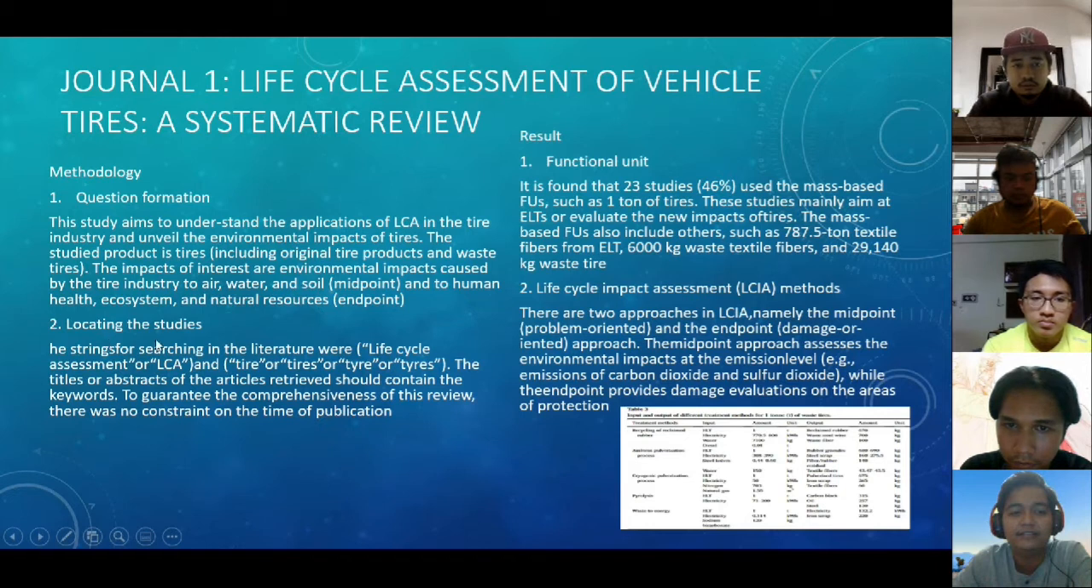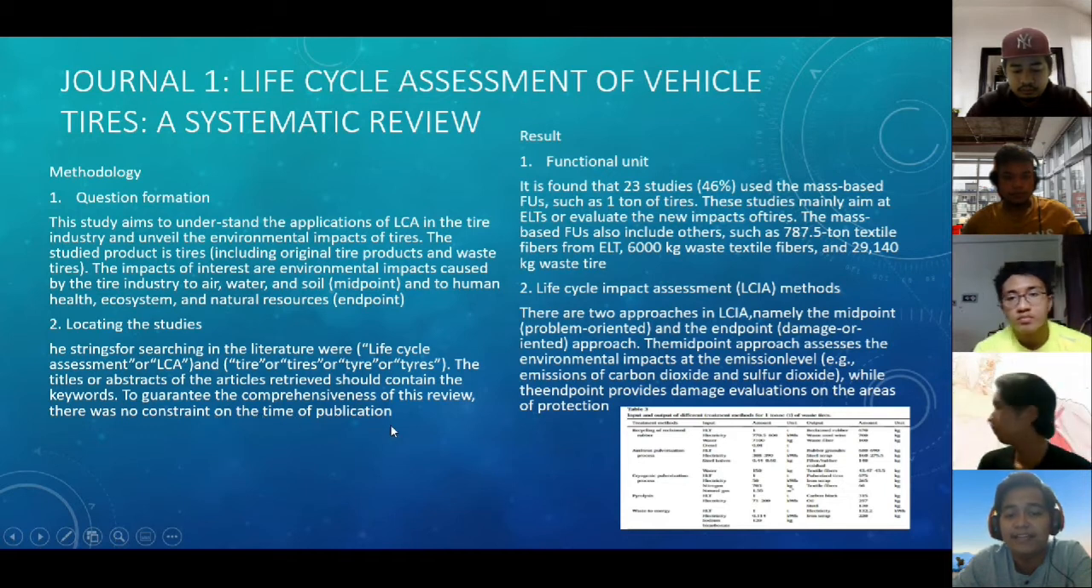Second, locating the study. The strings for the searching in the literature were life cycle assessment or LCA and tire or tires. The title or abstract of the article retrieved should contain the keyword to guarantee the comprehensiveness of this review. There was no constraint on the time of publication.